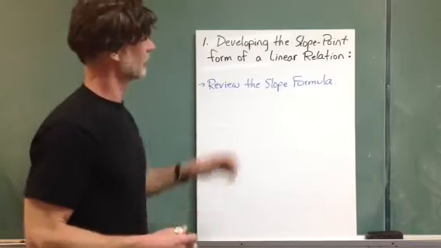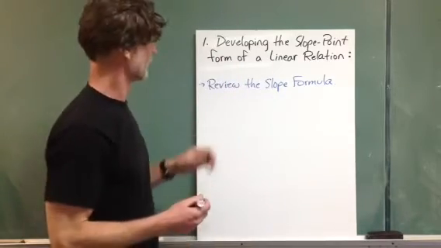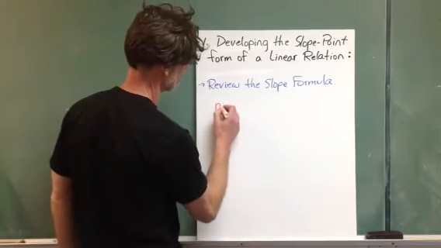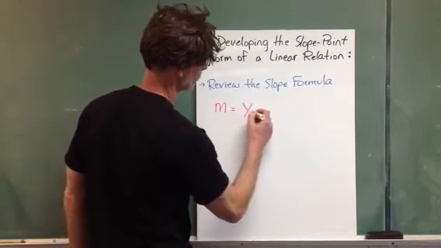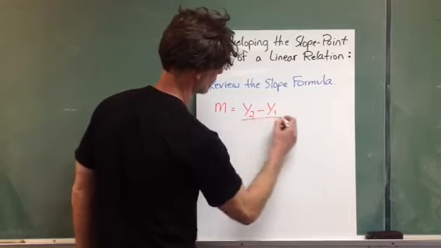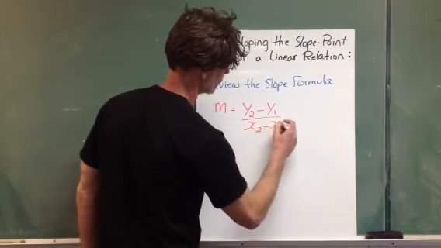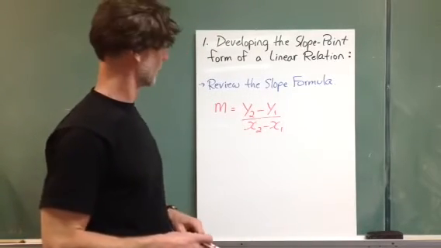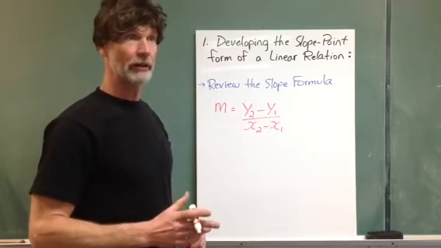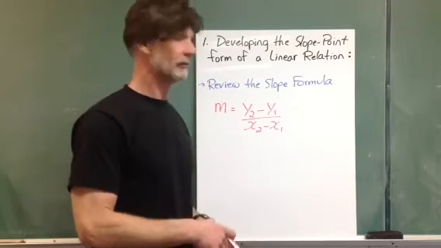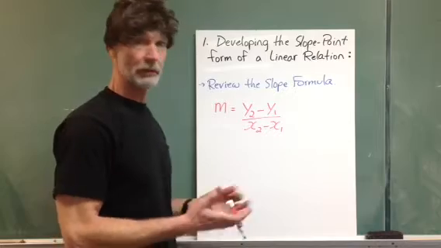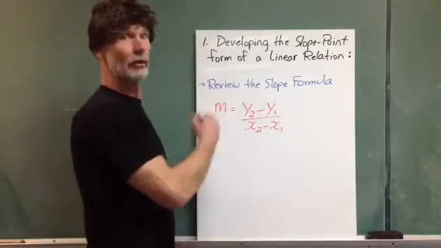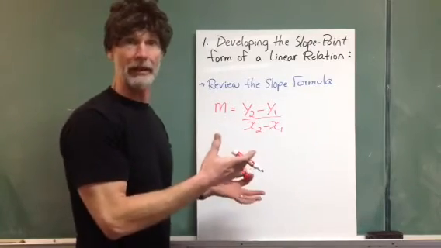So first we're going to develop the slope point form of a linear relation. First let's look at the slope formula. It looks like this. And that's how we find slope if we know the coordinates of 2 points. But what if we only knew the coordinates of 1 point and knew the slope and we want to find maybe another point or something like that? Well, this is what we could do. We could rewrite this formula so that it would allow us to do that easier.